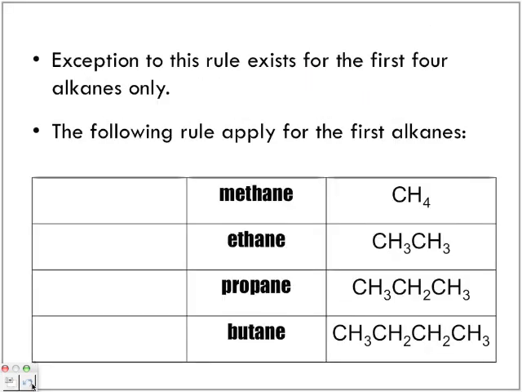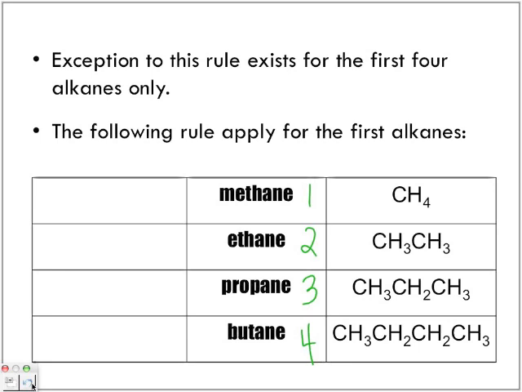So, an exception to the rule exists for the first 4 alkanes only. The following rule applies for the first alkanes: methane, ethane, propane, butane. Notice 1 carbon, 2 carbons, 3 carbons, 4 carbons. And from 5, we use the Greek prefix, penta. But for these ones, we use methane, ethane, propane, butane.